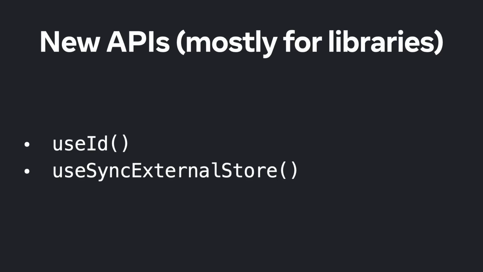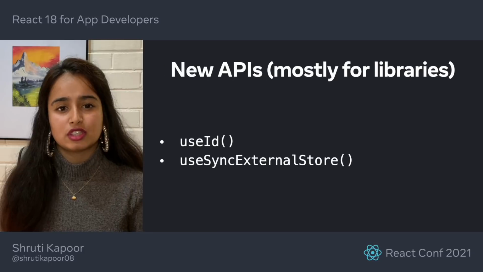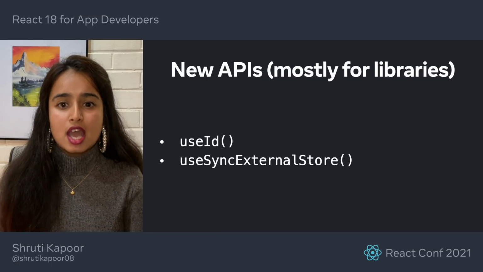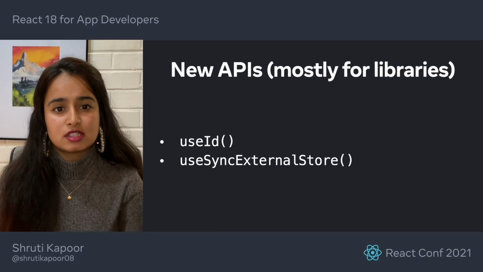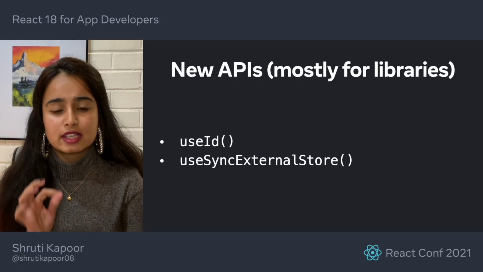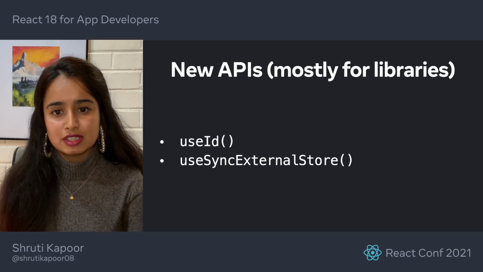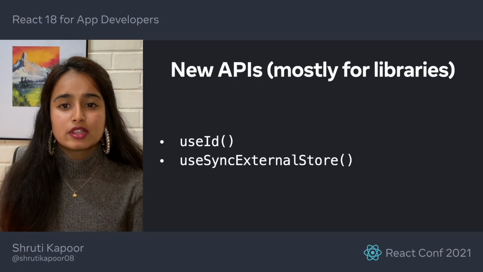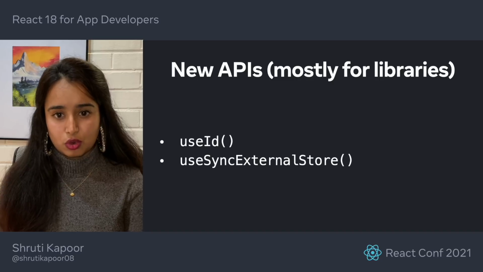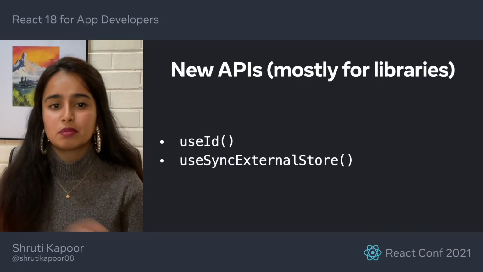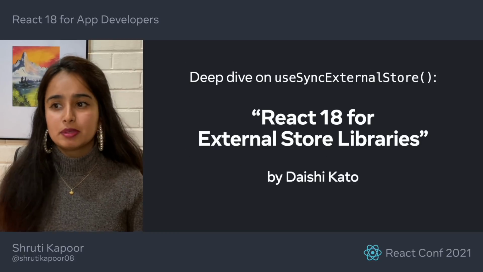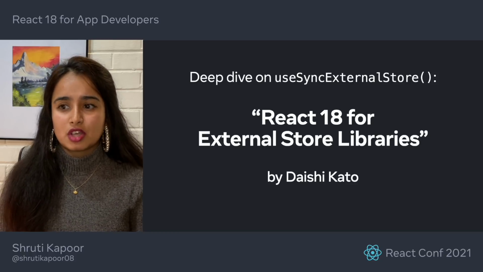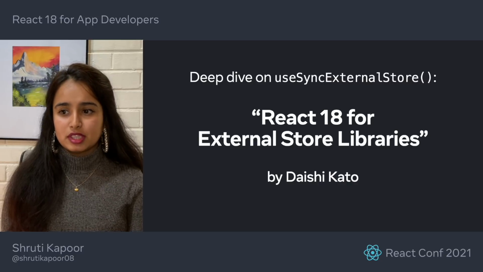React 18 also adds a few new APIs for library developers, but as an application developer, you won't use them very often. One of them is the useId hook that lets you generate unique IDs for your components. It can be really helpful for libraries such as design system components that need things like form fields, and they'll often use these IDs for accessibility. There's also a new useSyncExternalStore hook that state management libraries can use to better integrate with React. For a deeper dive into these, check out the talk React 18 for External Store Libraries by Daishi Kato.